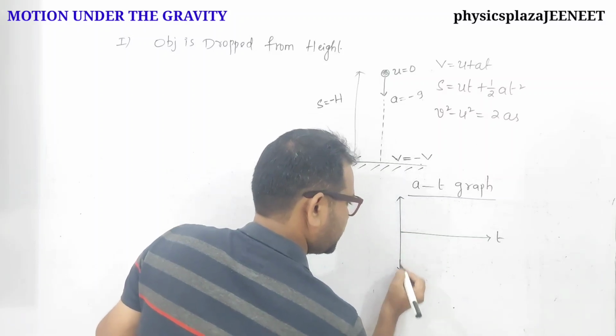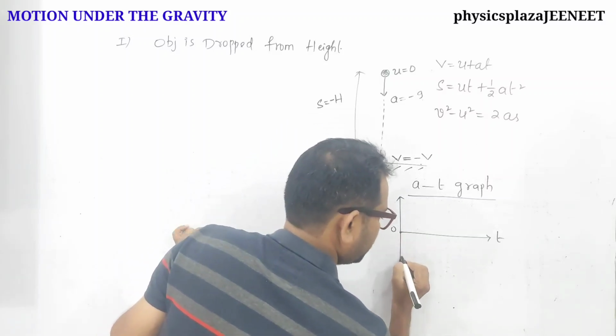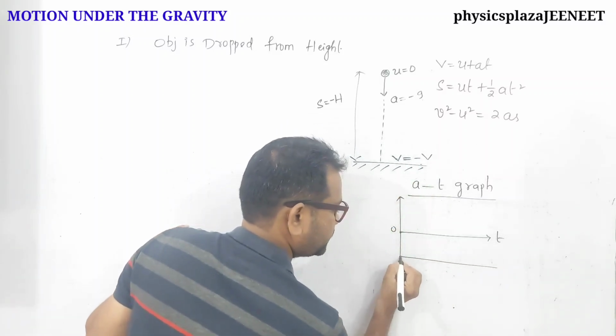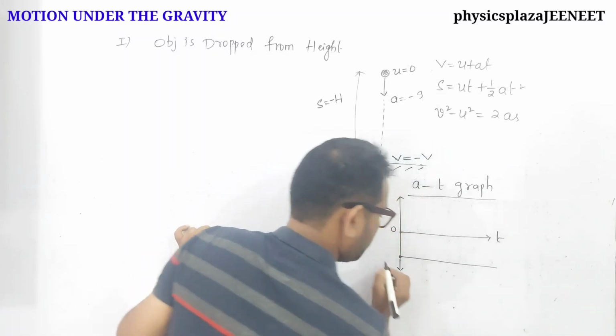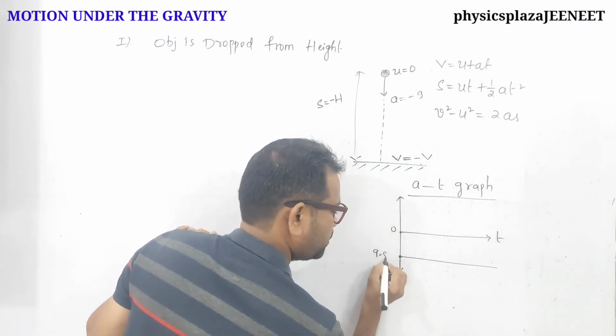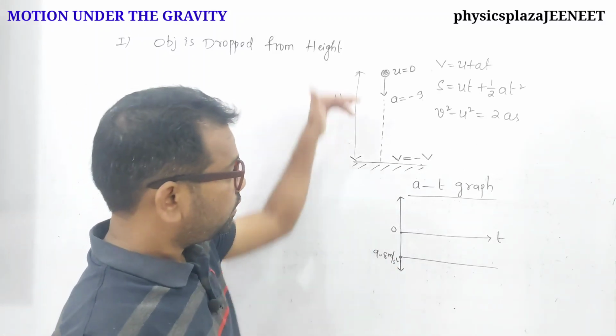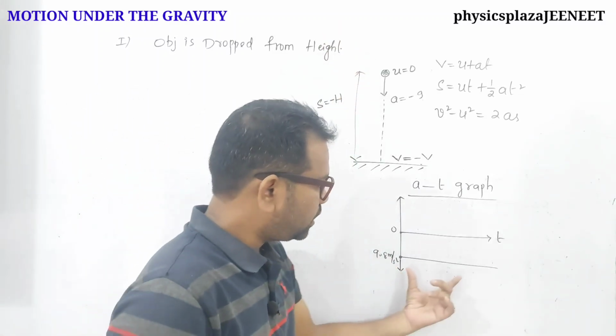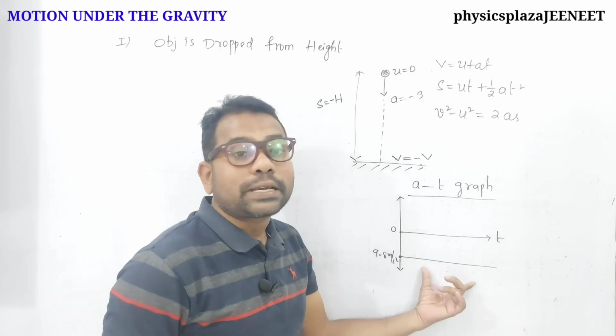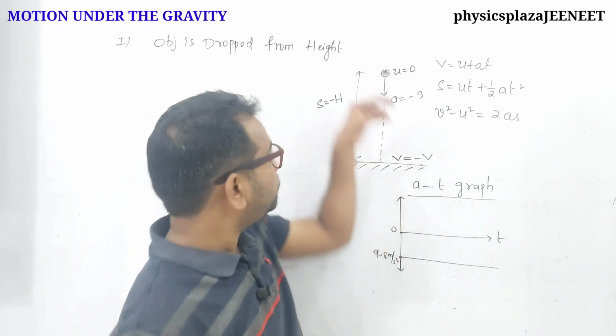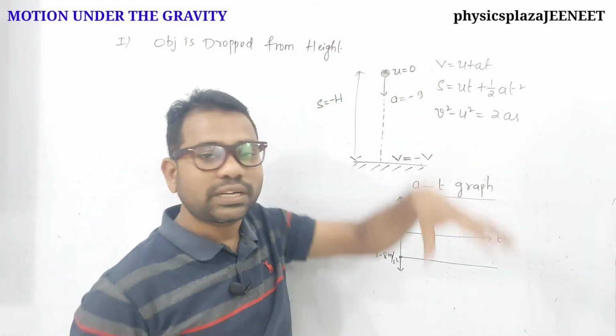So acceleration is taken on the y-axis, so it comes under here, right? A negative y-axis, children, because g is 9.8 only. Yes, it is 9.8 meter per second square, but it is negative, right? Minus g, vertically downward direction. So this is how you get an acceleration-time graph for an object dropped from a certain height.